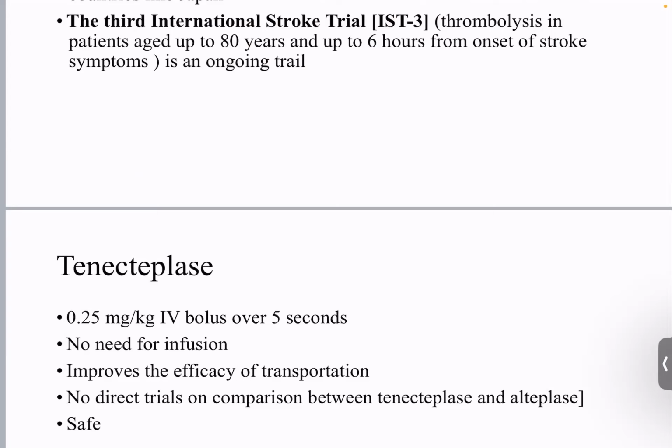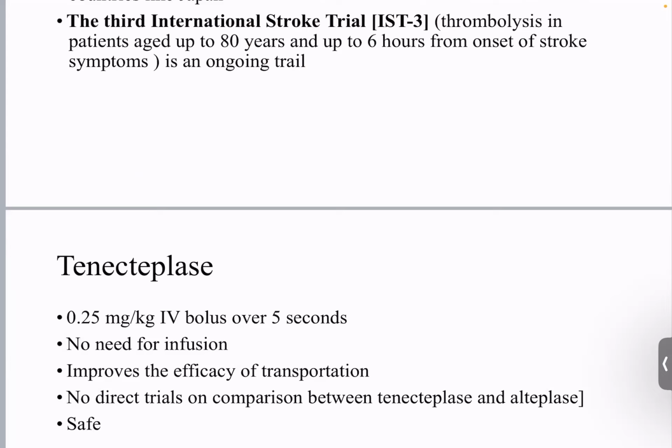But there are no head-to-head comparison trials of alteplase and tenecteplase. Many trials have been done with only tenecteplase, with only alteplase. Both are effective, but there is no head-to-head comparison. So if someone asks which is better, tenecteplase or alteplase, we won't have an answer. The only thing is minor differences in cost and the speed of administration. Tenecteplase can be given very quickly, so there's no need for that 1 hour monitoring. That is the only difference.